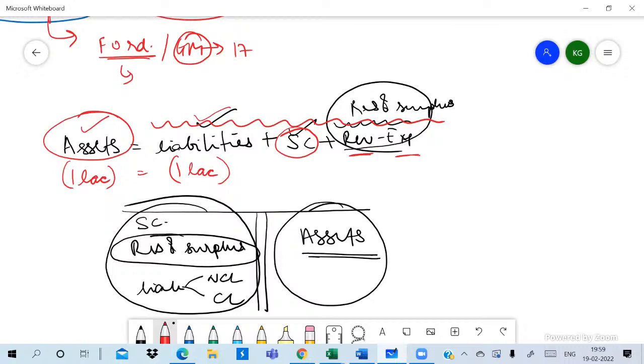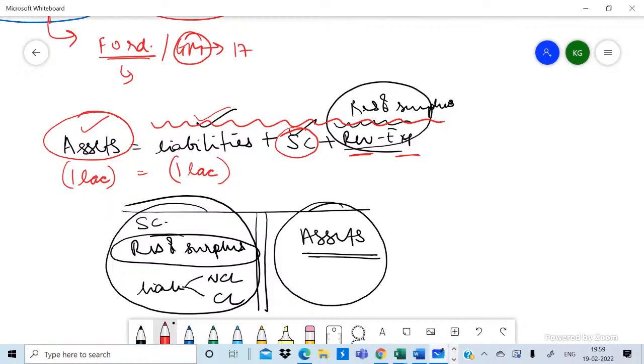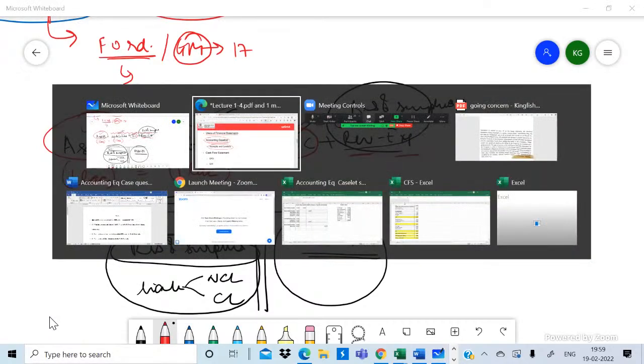Any questions with this before we look at the first caselet on the accounting equation? Any questions still here as far as accounting equation is concerned? Okay, then let's look at the first caselet.